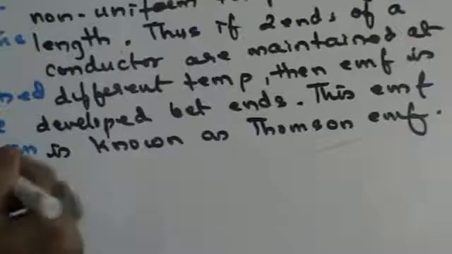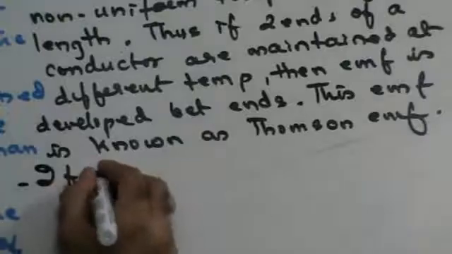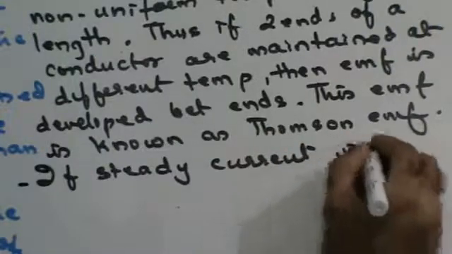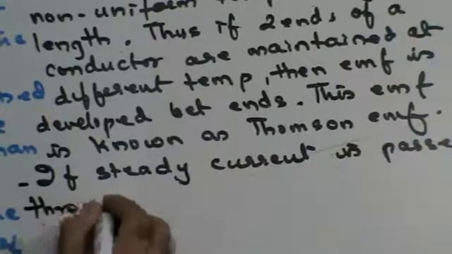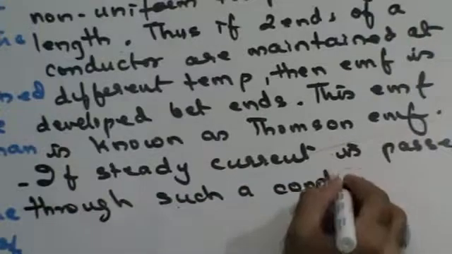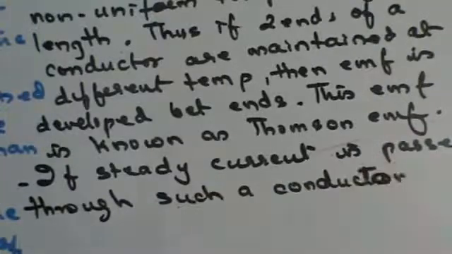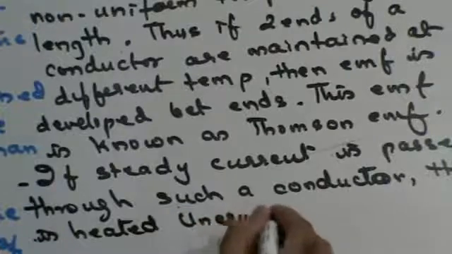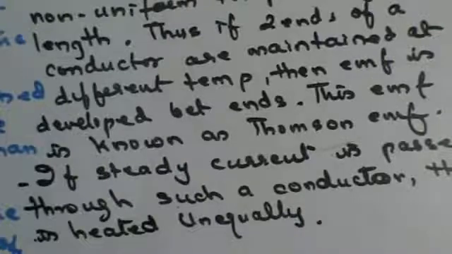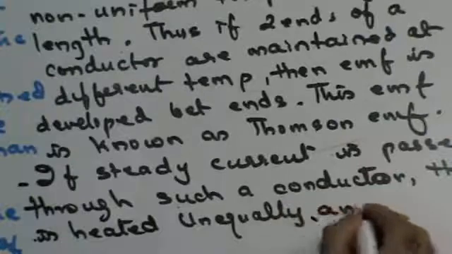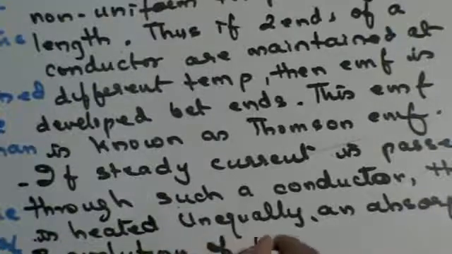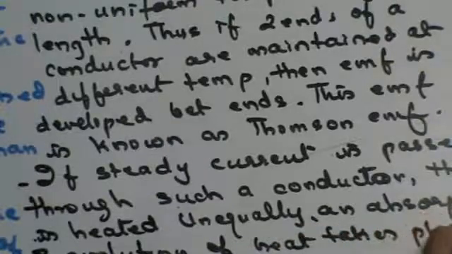So I could say that if steady current is passed through such a conductor that is heated unequally, absorption and evolution of heat takes place along the length of the conductor.